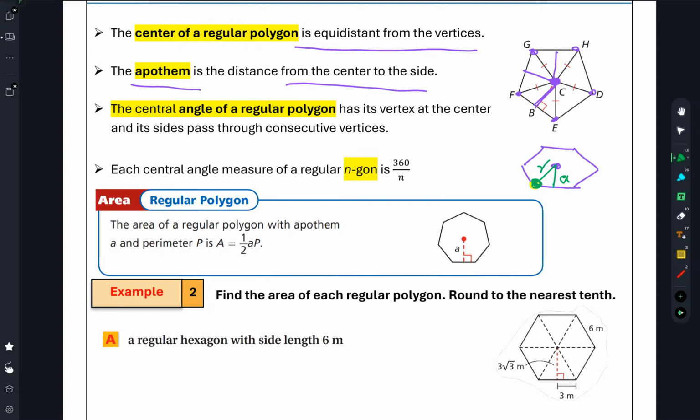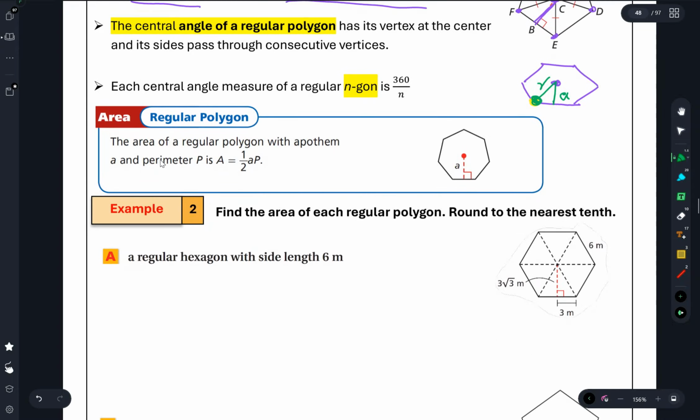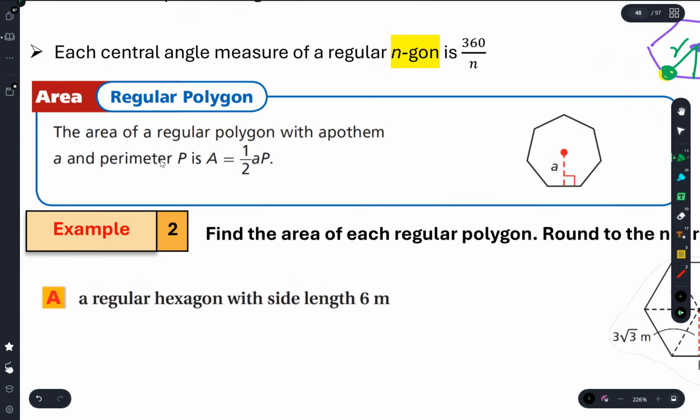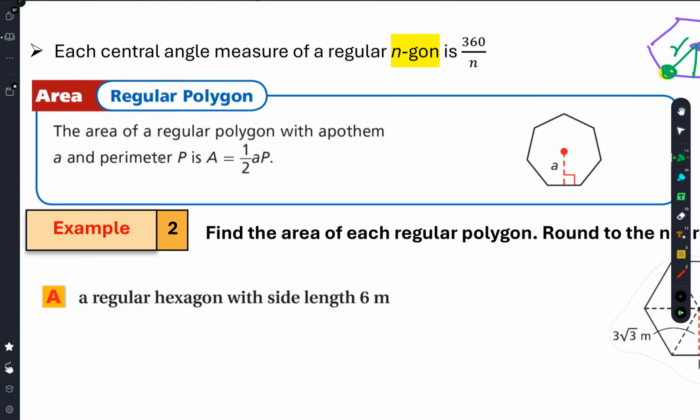So in order to find the area, we have a rule. Let's zoom in a little bit. The rule says area equals 1 over 2 AP. We know that A is the apothem, and P is the perimeter.